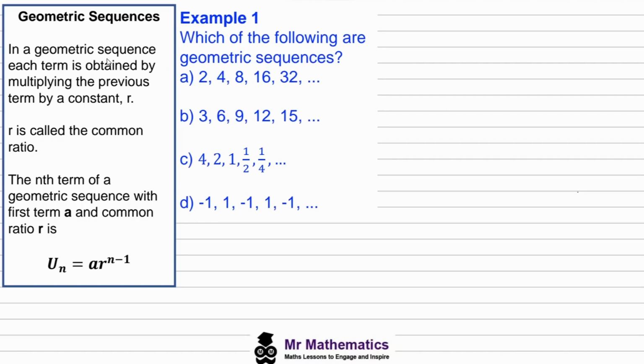In a geometric sequence, each term is obtained by multiplying the previous term by a constant which we'll call r, and r is a common ratio. The nth term of a geometric sequence, with the first term of a and a common ratio of r, is given by the nth term is equal to a multiplied by the common ratio raised to a power of n minus 1. And I'll give you an example of how this works.